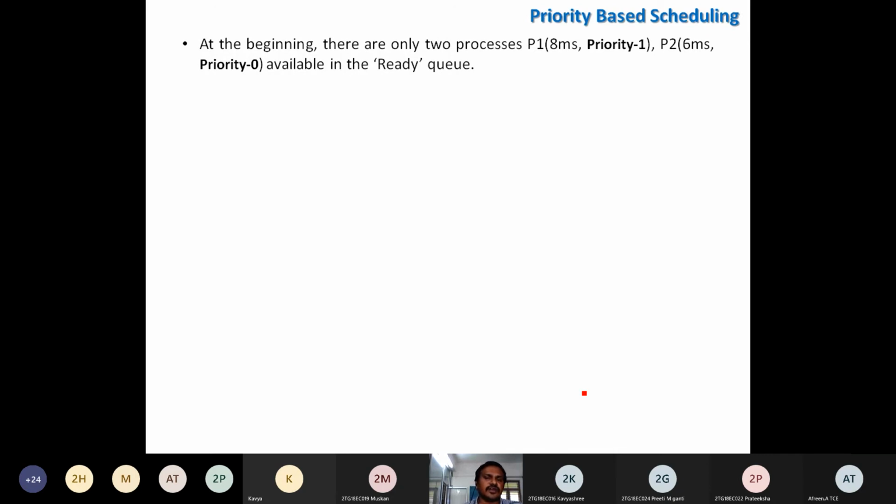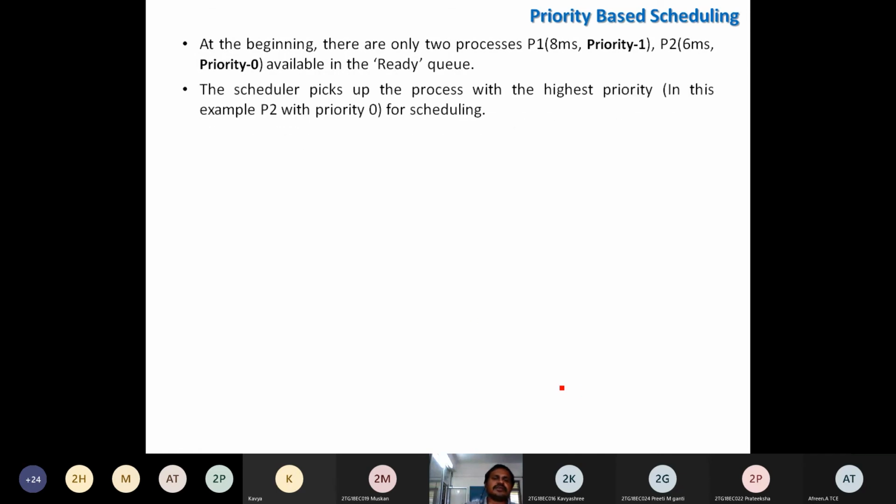So here the system is going to schedule based on priority. Now tell me which one is the highest priority. Highest priority is 0, going upward to the next numbers. So priority 0 is the highest one. Priority 1 is lower than priority 0. So here P2 executes first, P1 next. The scheduler picks the process with the highest priority. In this case, it is P2 with priority 0.